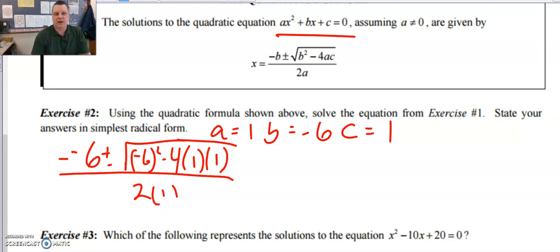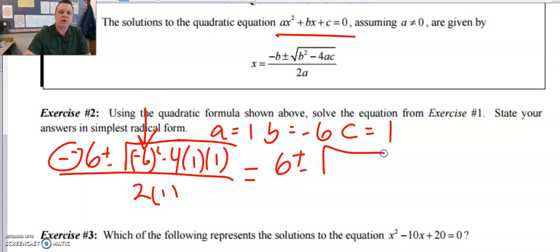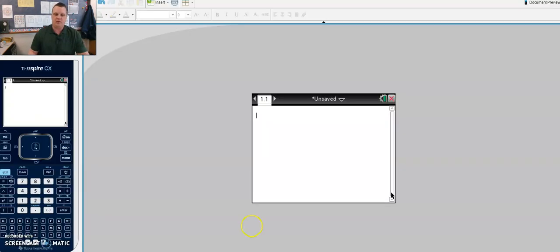Okay? Some things you got to watch out for. You got to watch out for this right here. If you have a negative of a negative, it's going to be positive. This value right here, it's going to be squared. So remember, whenever you square it, it's going to be positive. Okay? So what we have is we have 6 plus or minus the square root. Now, all you need to plug in your calculator is just what's underneath the radical.